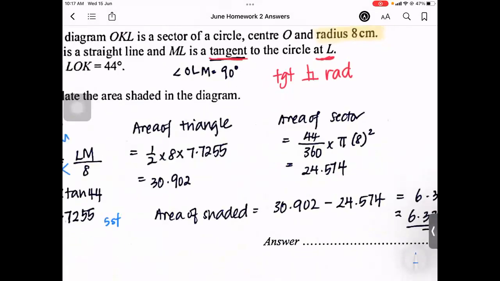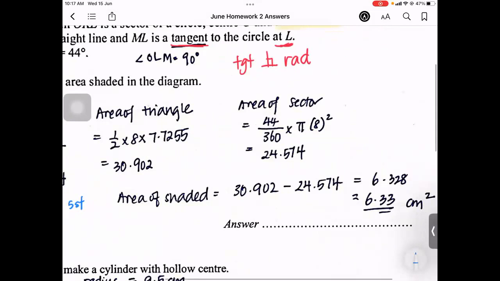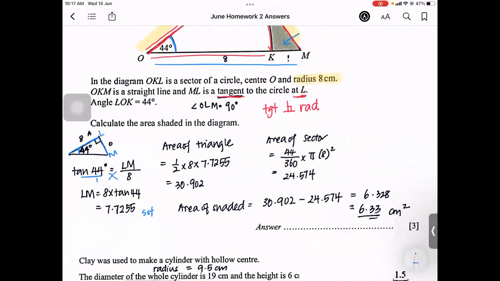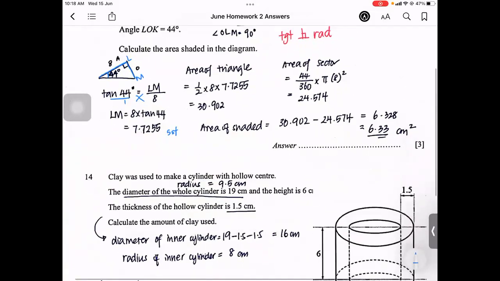So area of shaded region, subtract away, get my answer. This is a very good question that can come out in Paper 2 section. The first part, maybe they give you some circle properties, because the whole question is 8 marks, right? Then the second part, they can give you something like that. Okay, so this is a sample kind of question.